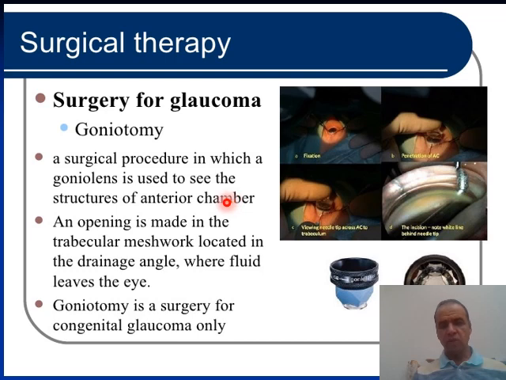Under general anesthesia and by using one of the special types of gonio lenses to visualize the angle of the anterior chamber, and then by a special knife or special spatula, we make an incision here in the angle to create a direct passage from the anterior chamber into the Schlemm canal. This is called goniotomy.